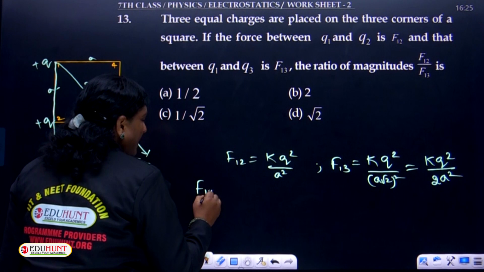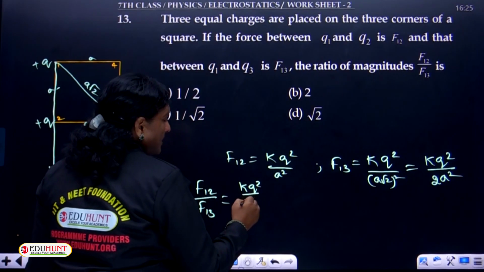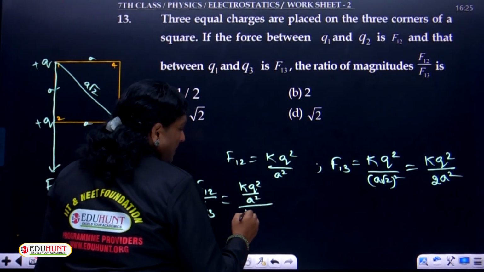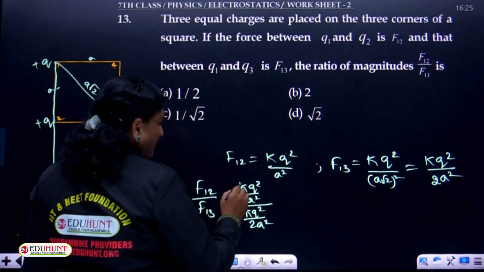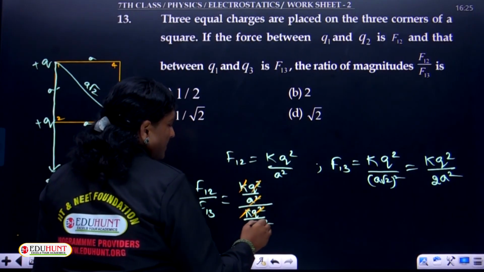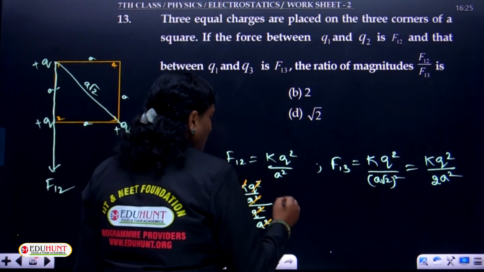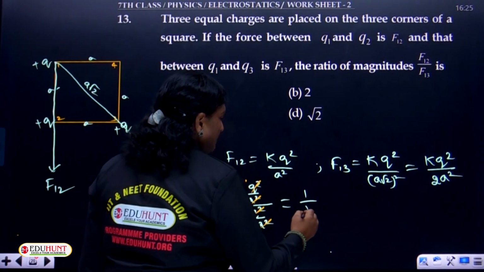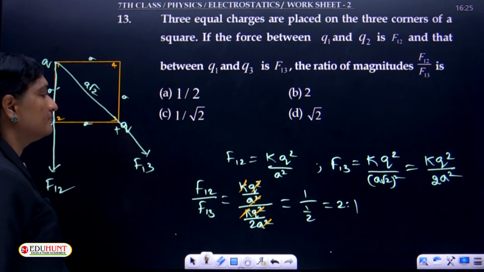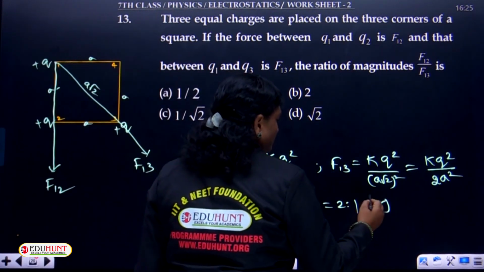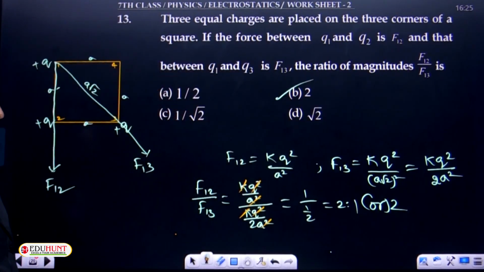That's it. We are asked to find the ratio of magnitudes of F12 upon F13. F12 is K Q square by A square. F13 is K Q square by 2A square. Simplifying, K gets cancelled, Q square gets cancelled, A square also gets cancelled. So finally you are left with 1 upon 1 by 2. Simplifying, you will get 2:1, or simply 2. Hence the correct option is option B, that is 2.